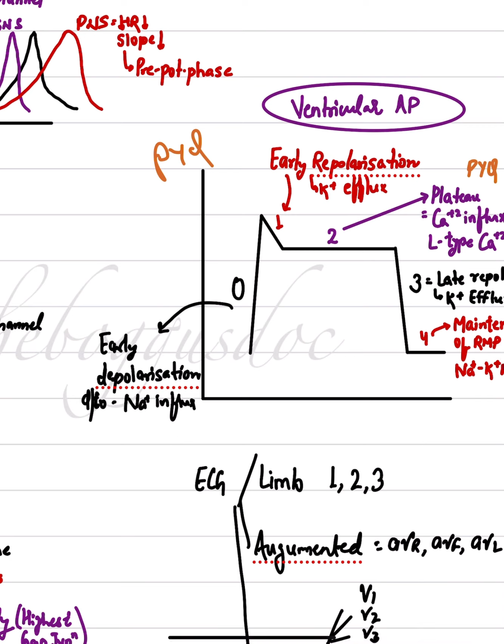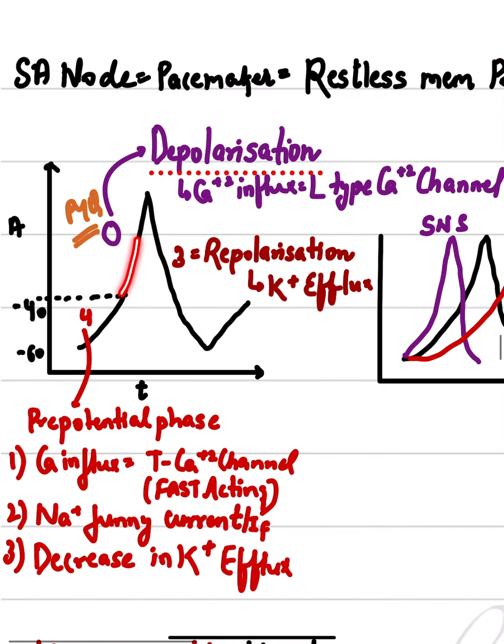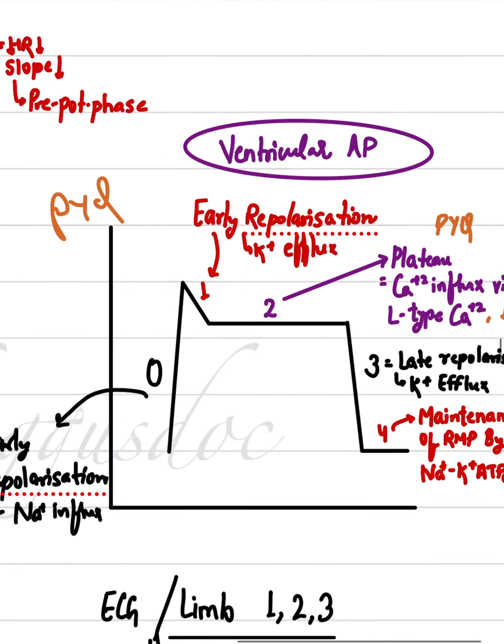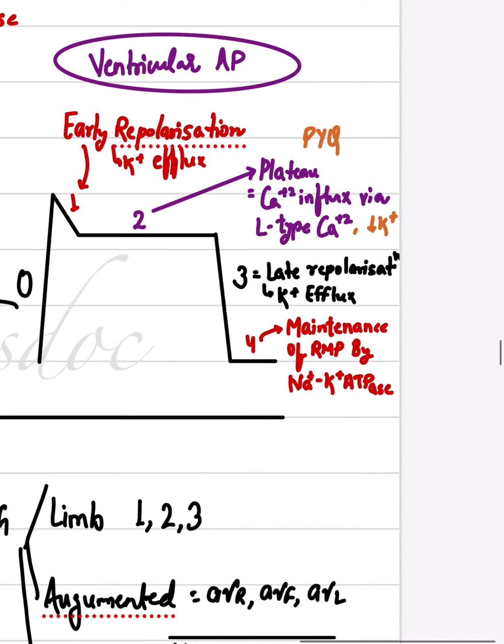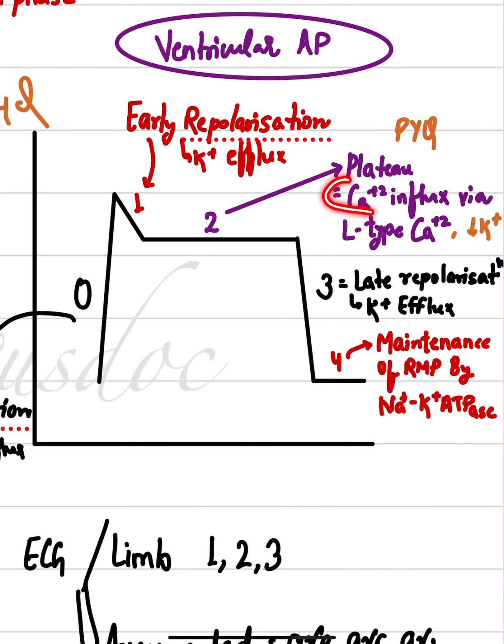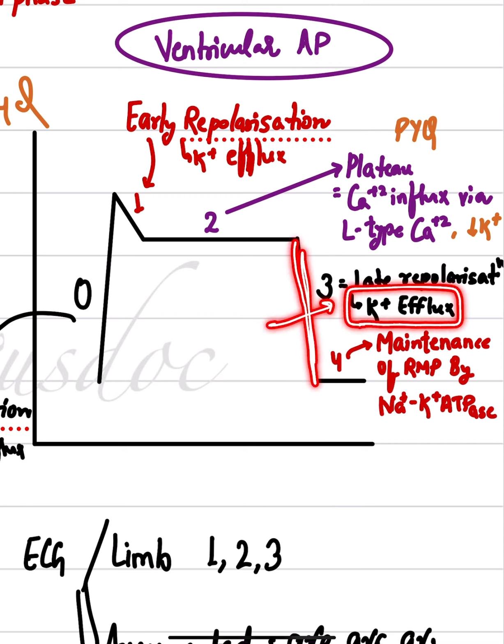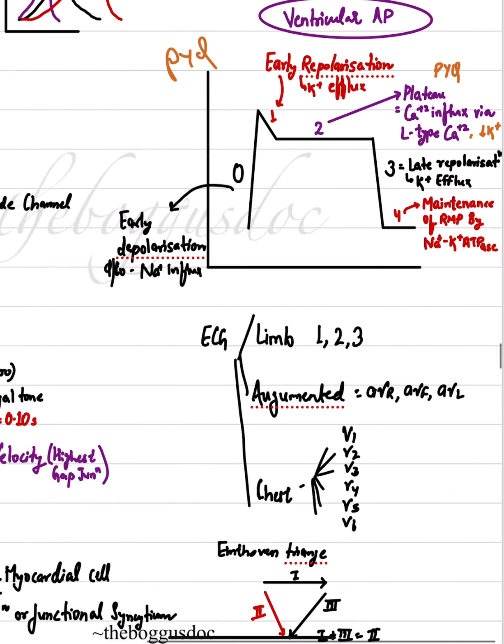Okay, in the ventricular action potential there are five phases: 0, 1, 2, 3 and 4. Phase 0 is early depolarization due to sodium influx. In the SA node, the depolarization is due to calcium influx, remember this. Phase 2 is the plateau, due to calcium entering via the L-type calcium channel while potassium also goes outward. Both are equal, so the plateau stays up, not down. Phase 3 is the late repolarization phase, due to potassium efflux. And phase 4 is the maintenance of RMP by sodium potassium ATPase.